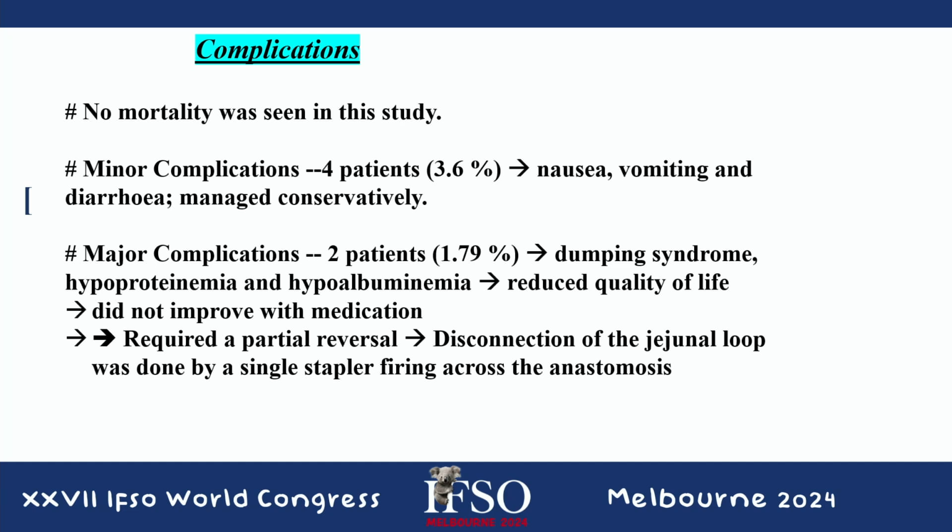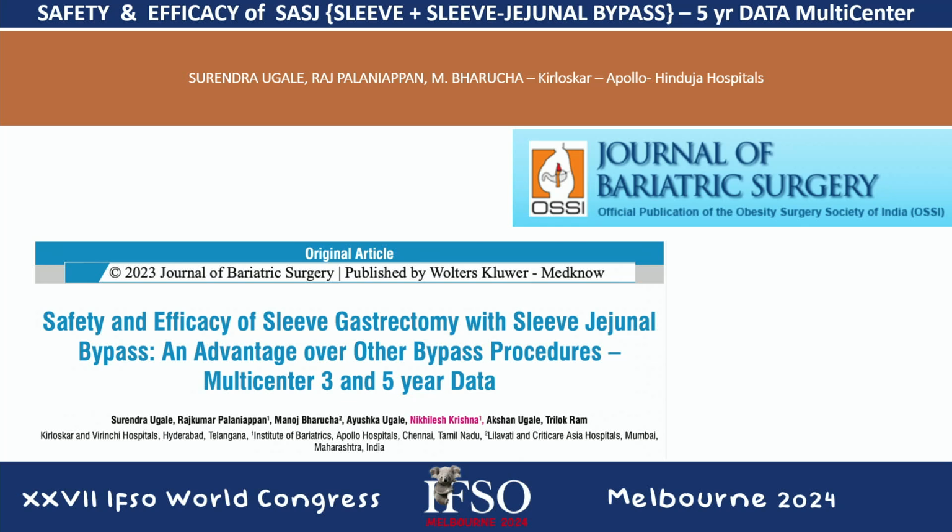In complications, there was no mortality in this. The main problems we had were 2 patients who had dumping, hypoproteinemia and hypoalbuminemia, and they didn't improve with any of the conservative measures that we used. So we went in for a partial reversal, as we call it. You disconnect the anastomosis and you maintain a sleeve in place. So this is another factor which is much better than the other operations, where you would need to revise the whole thing.